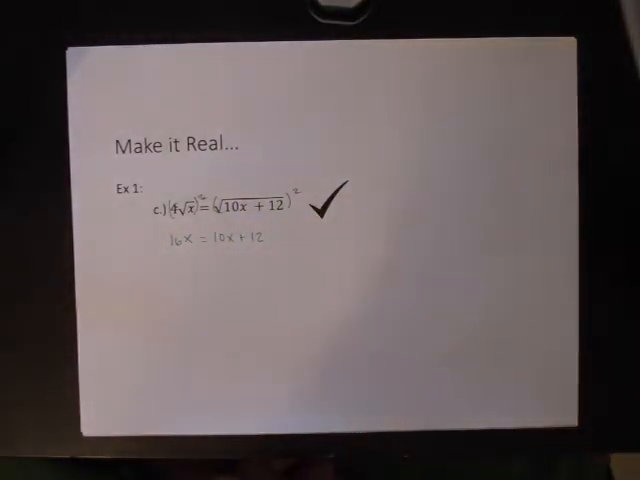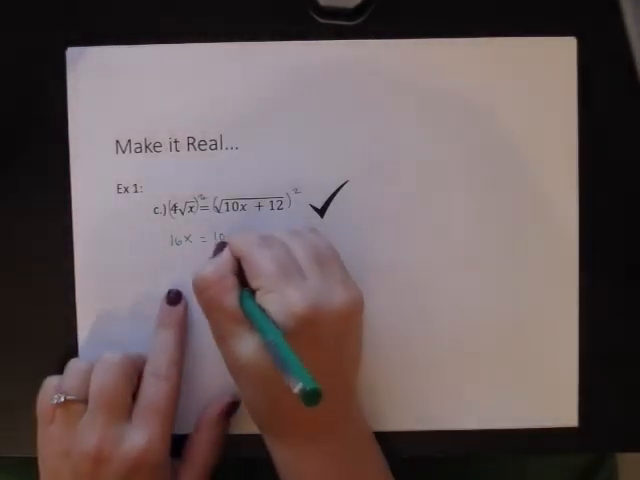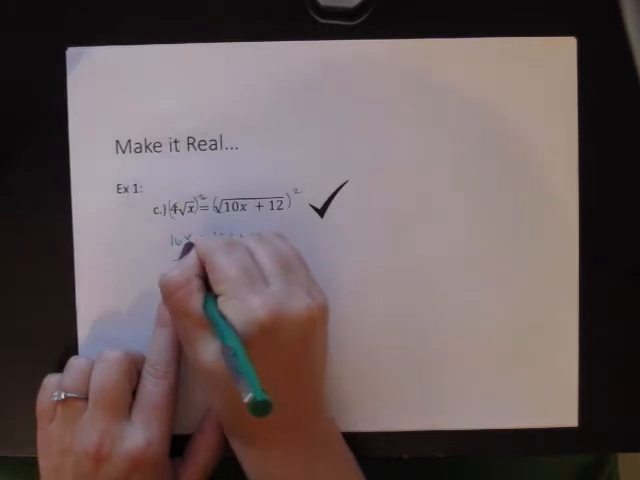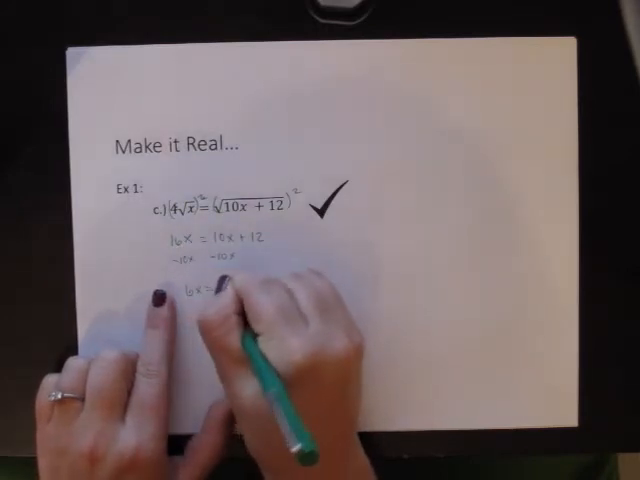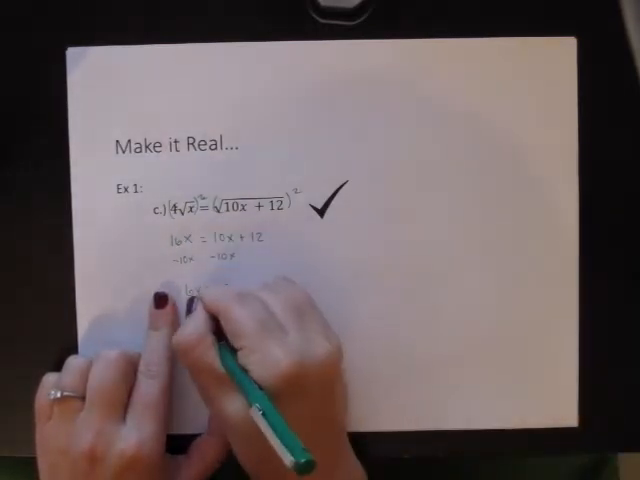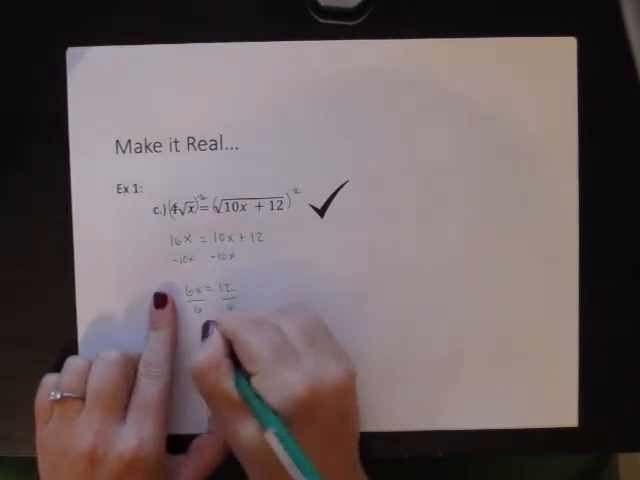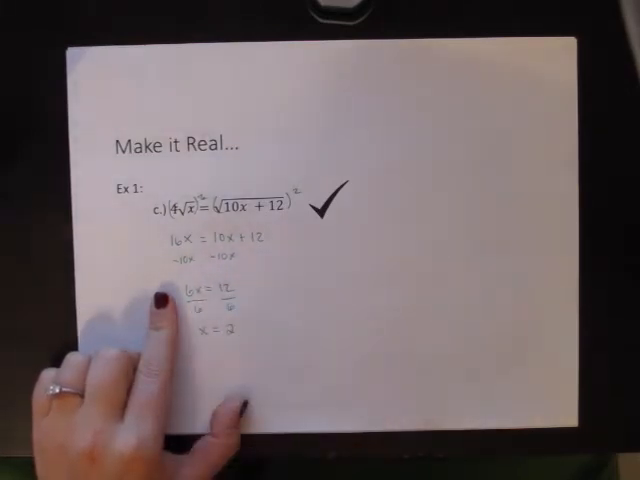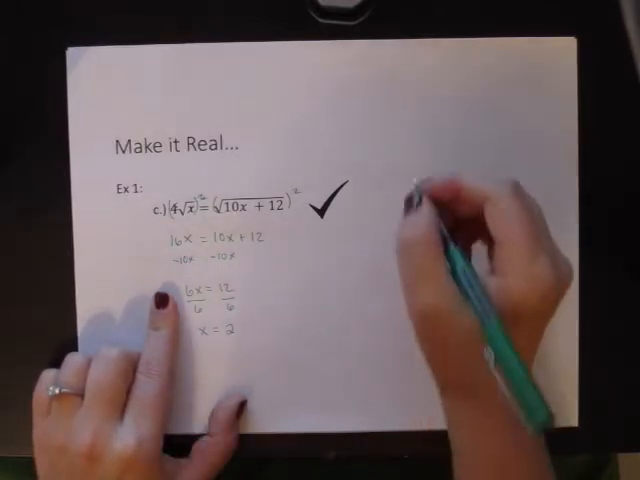Okay, so next thing I've got to do is solve. It's still linear because it's just x, so I'm going to subtract 10x on both sides. I'm going to be left with 6x equals 12. Got to get x by itself, so I'm going to divide both sides by 6, and I get x equaling 2. So we're not 100% sure if this answer is correct, so we got to check our answer.